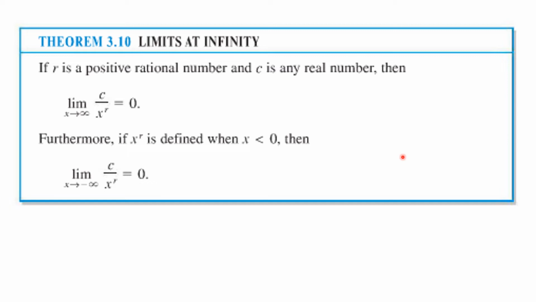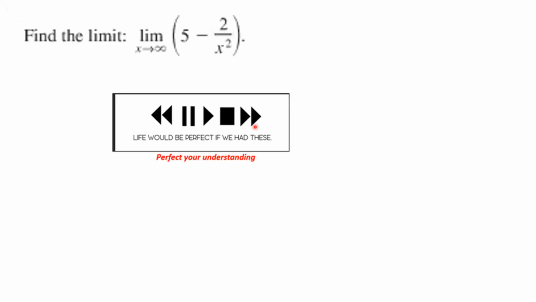Here's a theorem, and you can prove this using epsilons, m's, and n's. So if r is a positive rational number, you might want to think about what happens if it's negative. But if r is a positive rational number and c is any number, this limit is going to be 0 because that's a fixed number in the numerator. And also this number is going to be 0, whether you go to plus or minus infinity. Think about that for a while. And in fact, why don't you think about it while you're doing this problem? You know what to do.